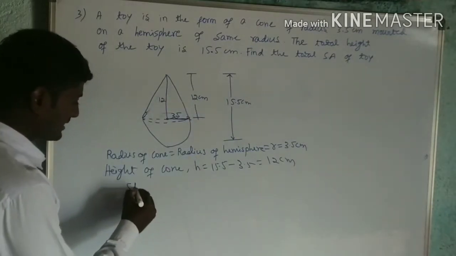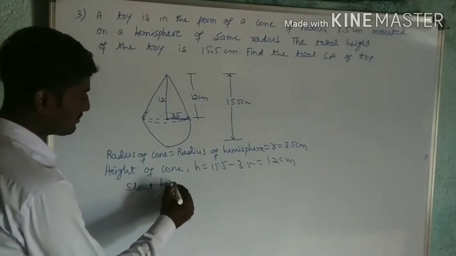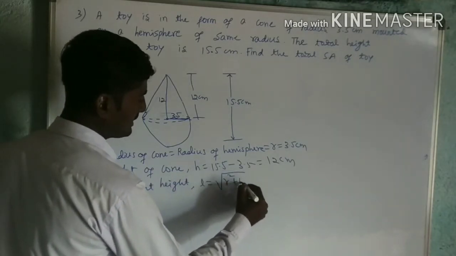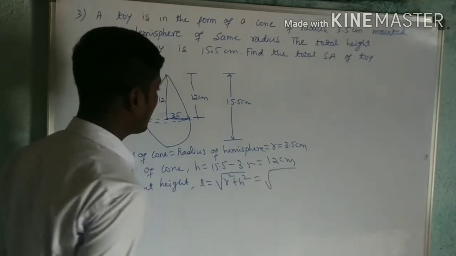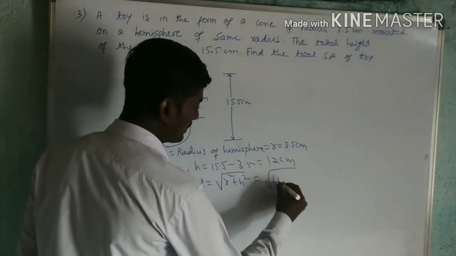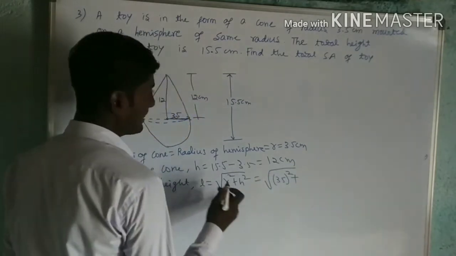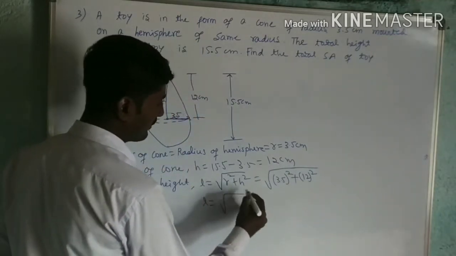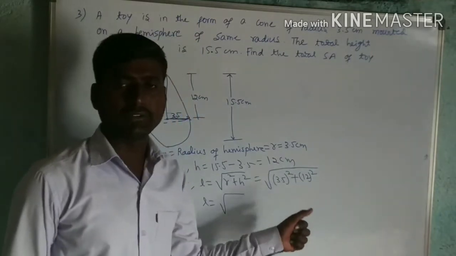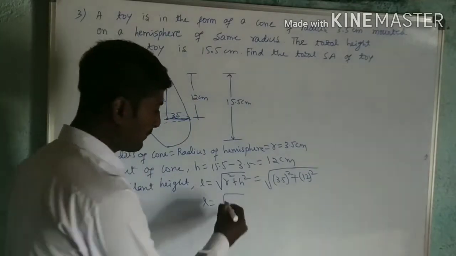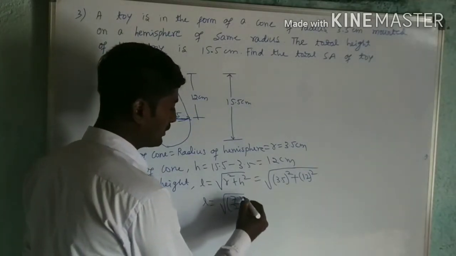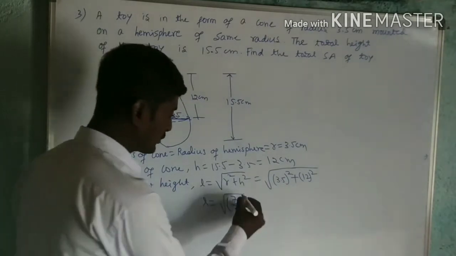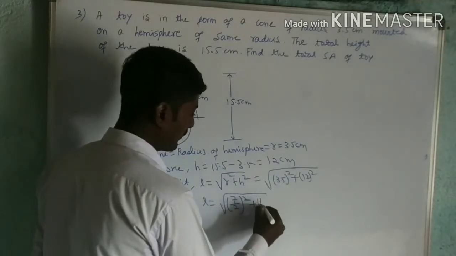So that slant height L is equal to under root of r square plus h square. Substitute the values: r is 3.5, so 3.5 square plus h square, that is 12 square. Now L is equal to root of, 3.5 can be written as 35 divided by 10, that can be written as 7 by 2 whole square, plus 12 square is 144.